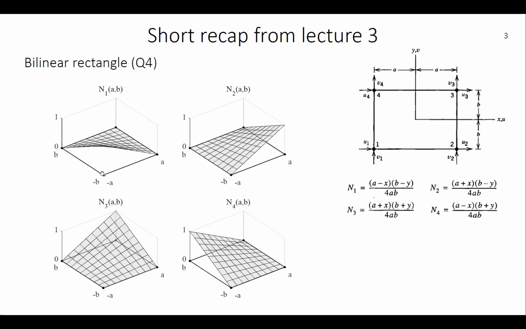So minus a minus b is down here. So this is node number 1. So shape function 1 has value 1 and 0 in the other nodes. So we can see that this describes a linear interpolation within the element using these 4 shape functions. And if you would add up all these surfaces, it will all have the value 1. So that is the basis for a rectangular element.